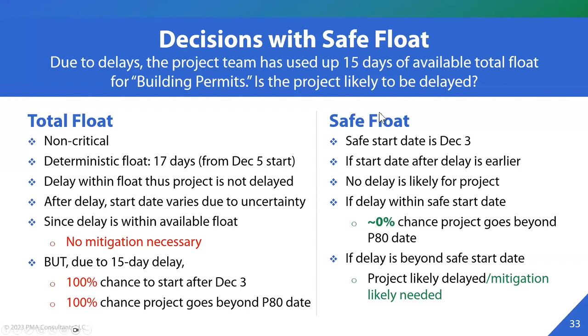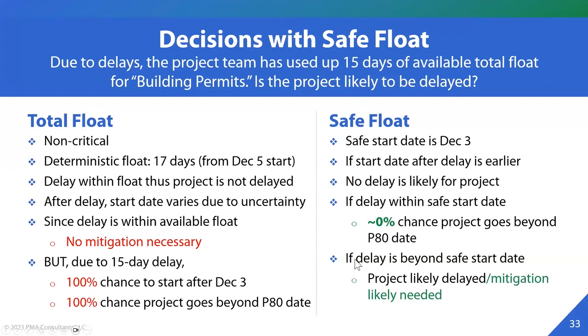However, if you're using safe float instead, the safe start date for that task is December 3rd, even though the deterministic start date is December 5. So it really has a safe float of -2 days. So while executing the project, if we start earlier than December 3rd, there is a 0% chance that the project will go beyond the P80 date. But if the delay has caused the activity to start beyond December 3rd, then the project is likely delayed and we should start considering mitigation scenarios for it.